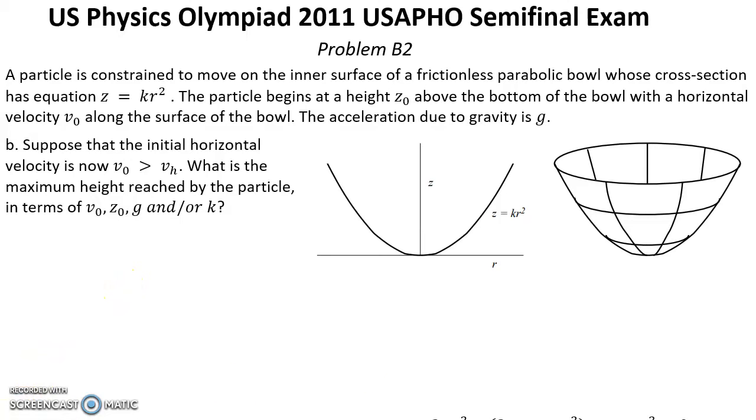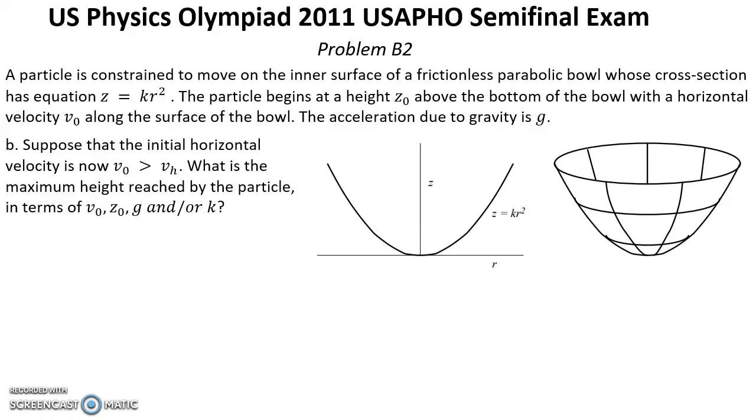Question B. Suppose that the initial horizontal velocity is now v0 greater than vh. What is the maximum height reached by the particle in terms of v0, z0, g, and or k? Solution.